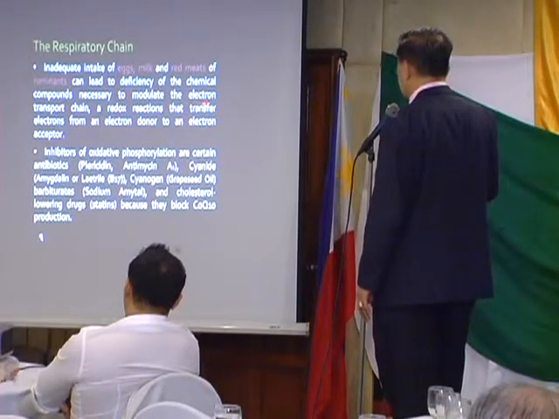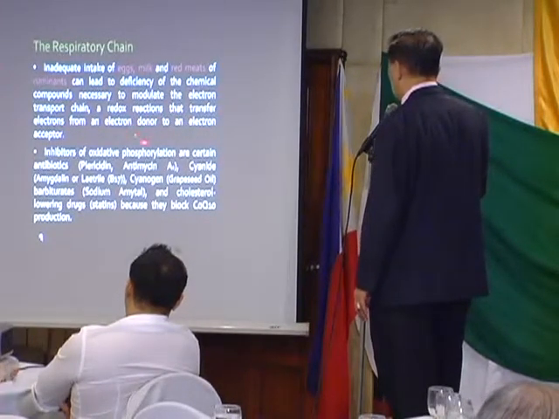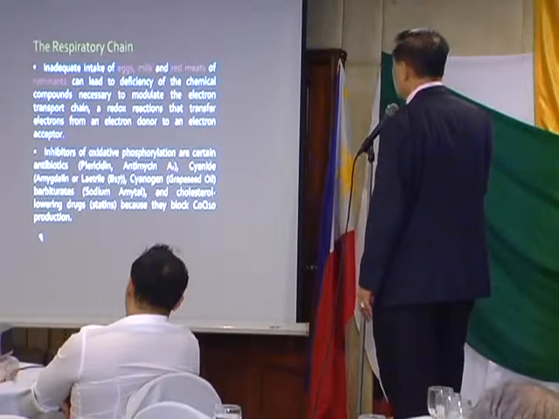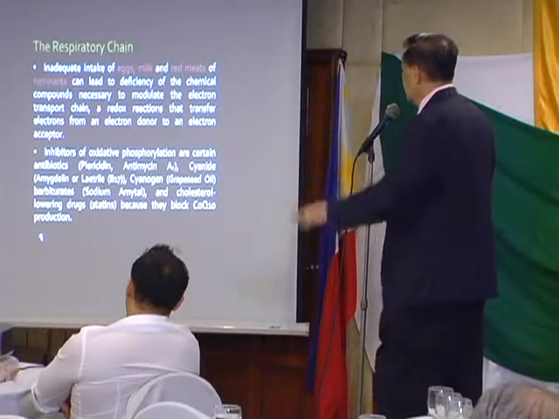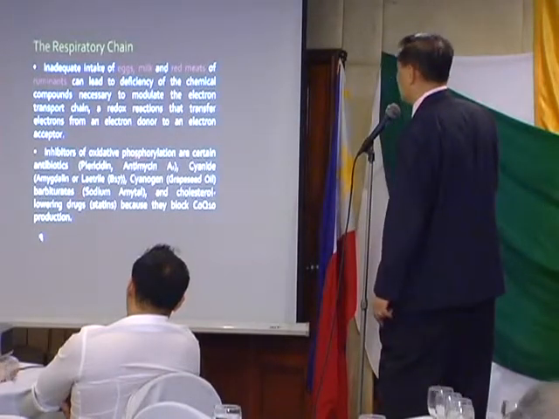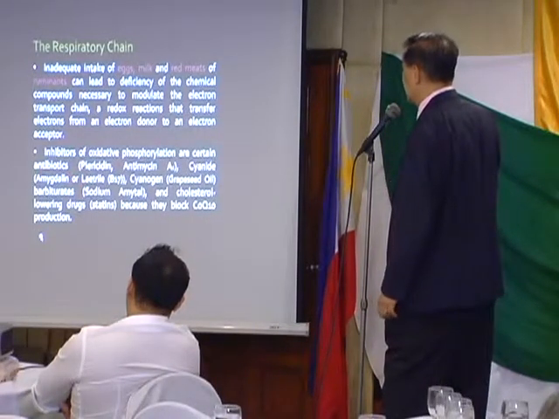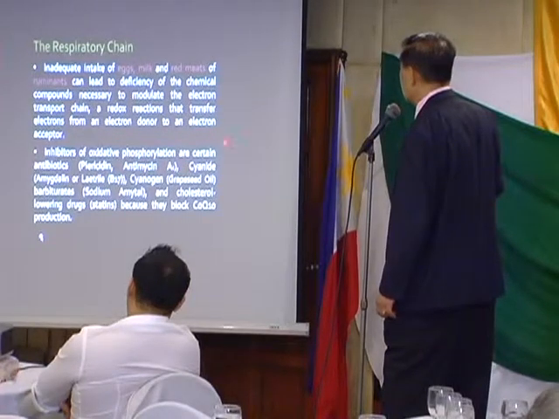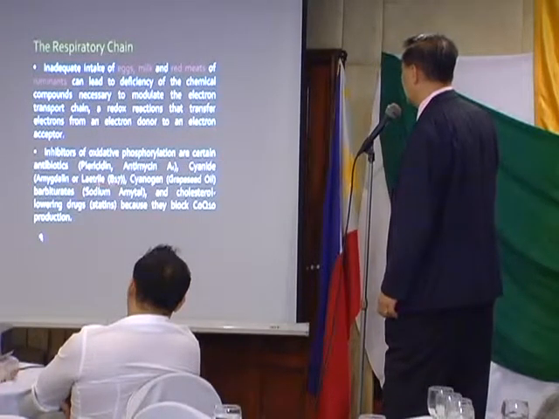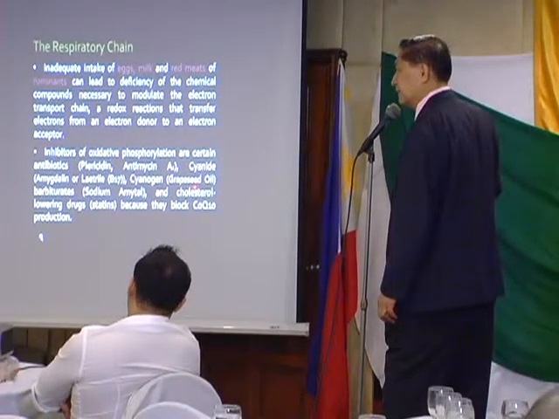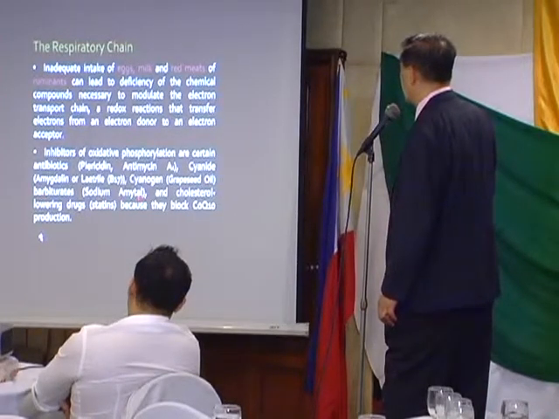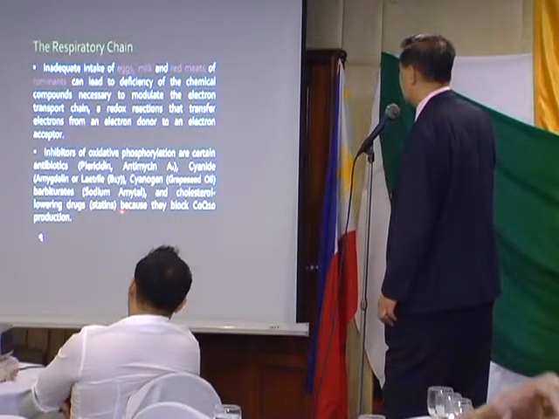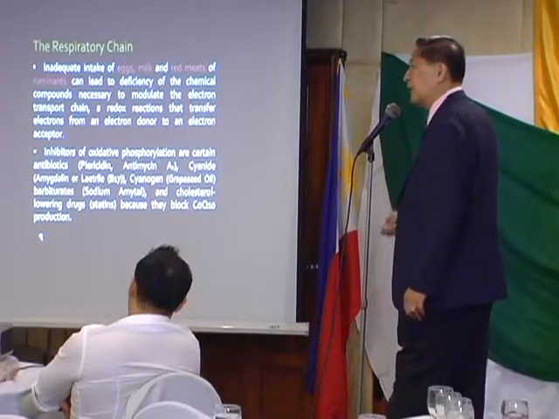A redox reaction that transfers electrons from an electron donor to an electron acceptor. Inhibitors. So what will inhibit the electron transport chain? Inhibitors of oxidative phosphorylation are certain antibiotics, pyridicidin, actinomycin A, cyanide, amygdalin or laetrile, B17, cyanogen, grapeseed oil, because it leads to production of cyanide. Barbiturates, sodium amytal, and cholesterol-lowering drug statin, because they block CoQ10 production.